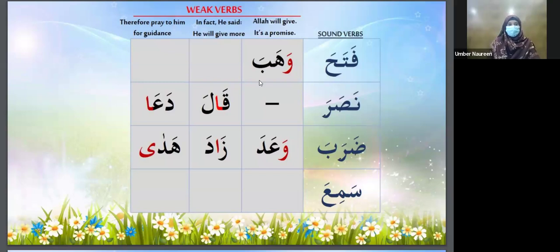Allah will give. Wahaba, it's a promise. Wa'ada. In fact, he said, Qala, he will give more. Zada, therefore pray to him. Dua, for guidance. Hada. Wahaba, he gave. Wa'ada, he promised. In fact, he said he will give more. Qala, he said. Zada, he increased or has given more. Therefore, pray to him for guidance. Da'a, he prayed. Hada, he guided.